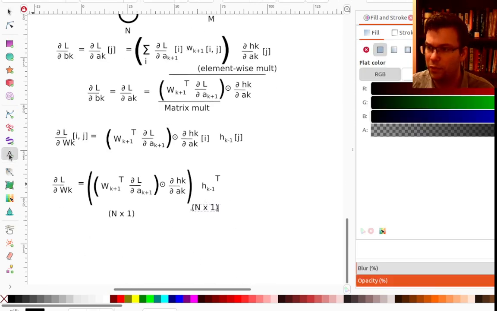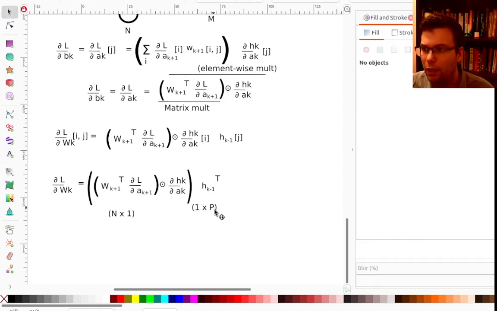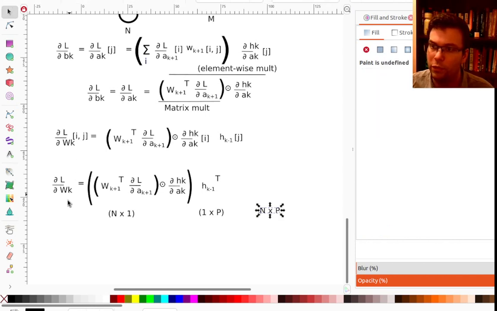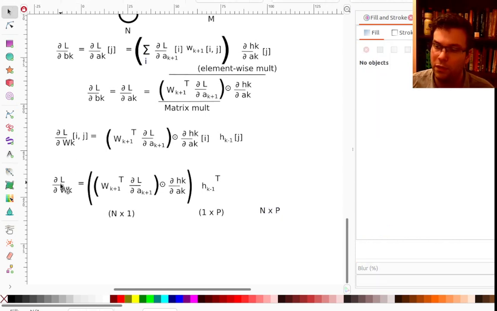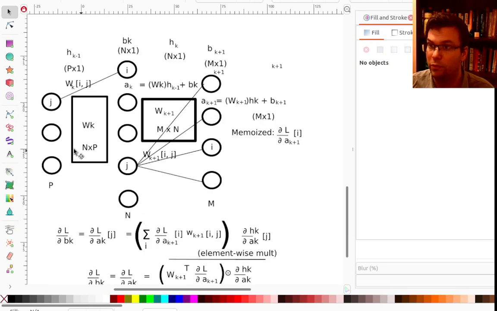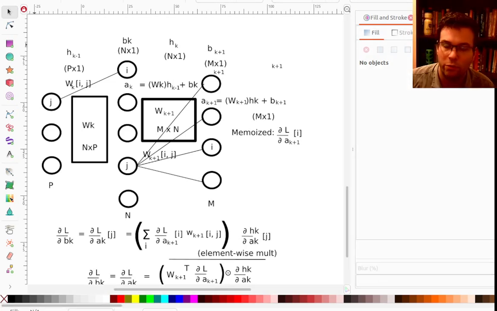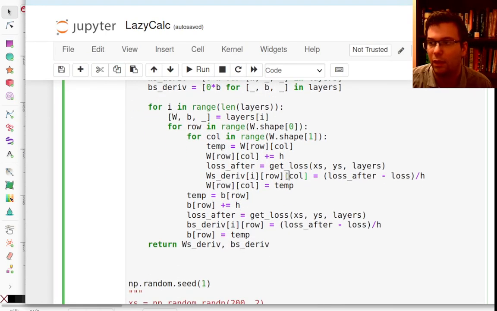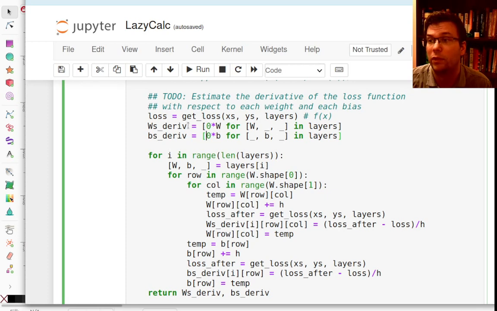When I take the transpose, that turns into a 1 by p matrix. And so you see when I multiply these two together, I then get an n by p matrix, which is perfect. So good. So the derivative of the loss function with respect to W_k has n times p components, which matches up exactly with the dimensions of W_k. That's perfect. Okay, so just to see how far we've come here, if we go back to the lazy calc version and see how we were doing the derivatives, we did indeed make a matrix of derivatives that had the same shape as our weights matrix.